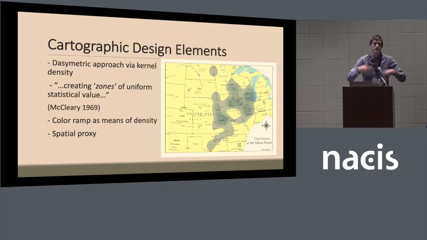Dasymetric, which I like, is creating zones. It's creating newly created zones of uniform statistical value based on weight, as defined by McCleary in 1969. Using a color ramp as a means of density, of course, a darker color representing more of a weight, and a lighter color being more of a reach, as I'd like to think of it.